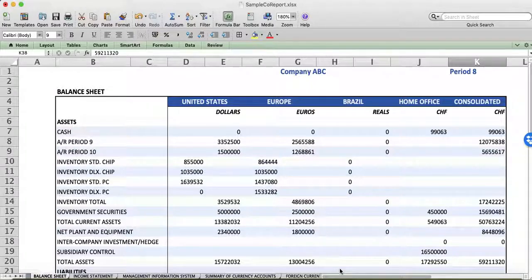Welcome to Startup Sim. In this tutorial, we will discuss the consolidation process. The consolidation process is very important information for shareholders. It applies to the balance sheet and to the income statement. In this particular tutorial, we will discuss the consolidation of the balance sheet.